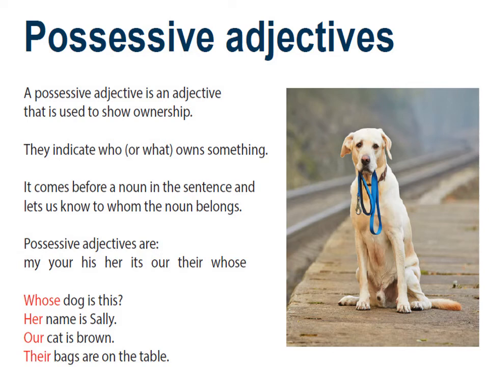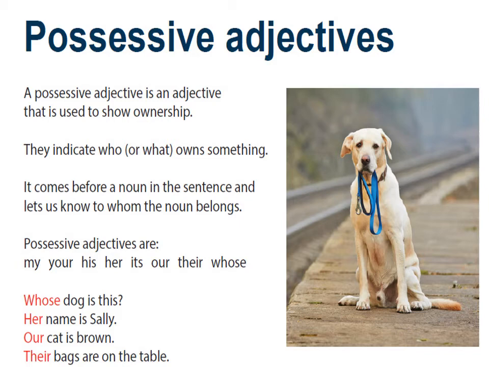Come to possessive adjectives. The word possessive itself shows ownership or belongingness. So they indicate who or what owns something. It comes before a noun in the sentence and we have to know to whom the noun belongs. It tells us to whom the noun belongs. For example, my, your, his, her, its, our, their, whose. Let us use these in sentences.